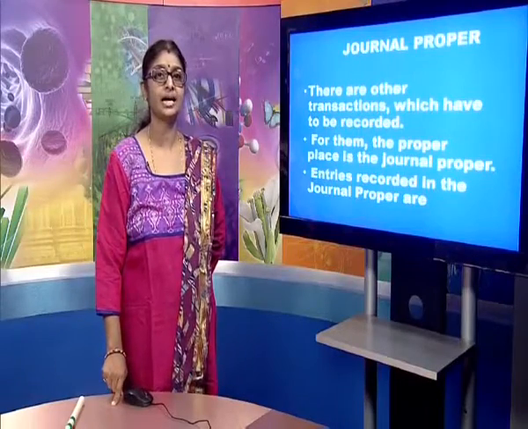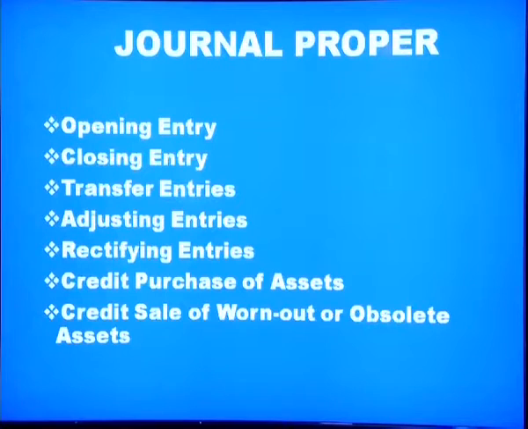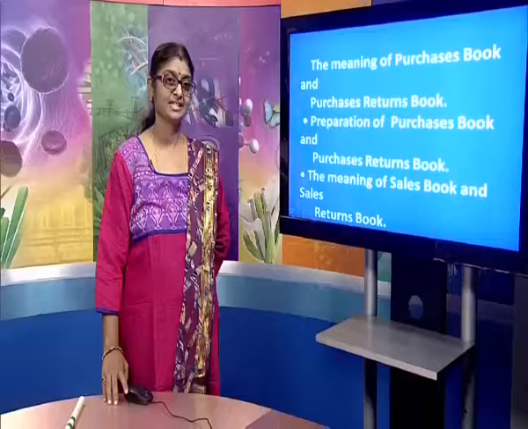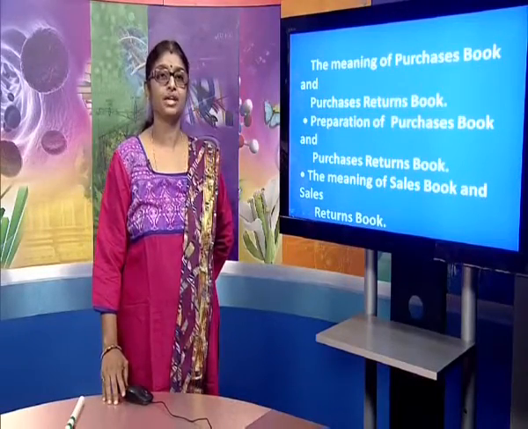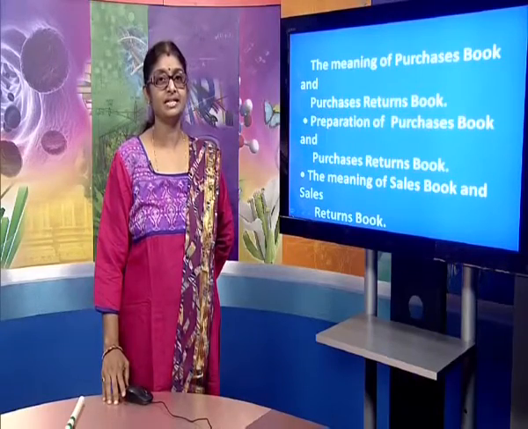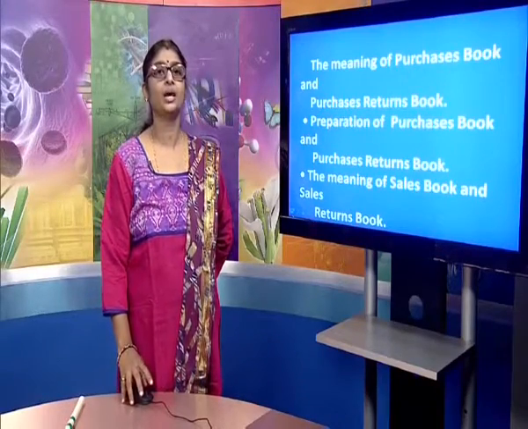There are some other transactions which have to be recorded. For them, the proper place is the journal proper, and entries recorded in the journal proper are opening entry, closing entry, transfer entry, adjustment entry, rectifying entry, credit purchase of assets, credit sale of worn out assets, or credit sale of obsolete assets. Dear learners, now we have studied the meaning and preparation of the purchases book and purchase returns book, sales book and sales returns book. I hope you understood it very well. Thank you.